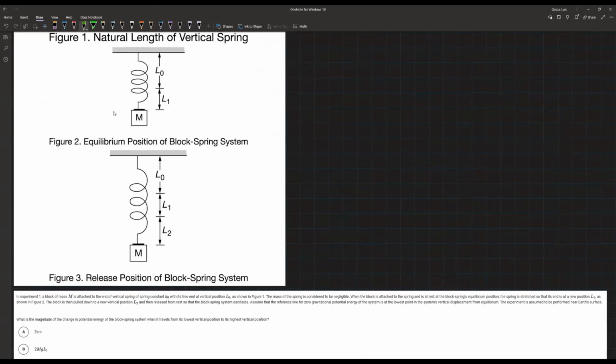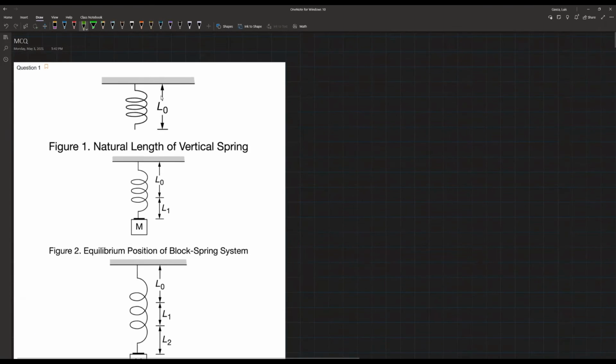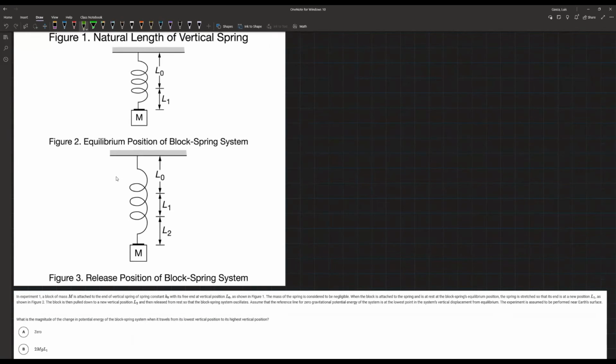So in experiment 1, we have 2 experiments. It reads, in experiment 1, a block of mass M is attached to the end of a vertical spring with spring constant K naught, and its free end is at a vertical position of L original, as shown in figure 1. The mass of the spring is considered to be negligible.